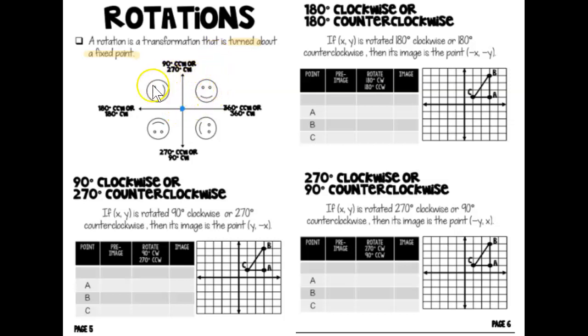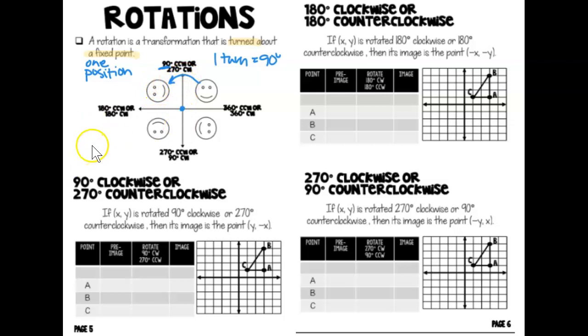So our smiley face is turning around. This point is staying in one position. So fixed point also means one position. If our smiley face has turned to this quadrant here, this would be a 90-degree turn. So one turn is going to be equal to 90 degrees, and that 90 degrees would be going counterclockwise.